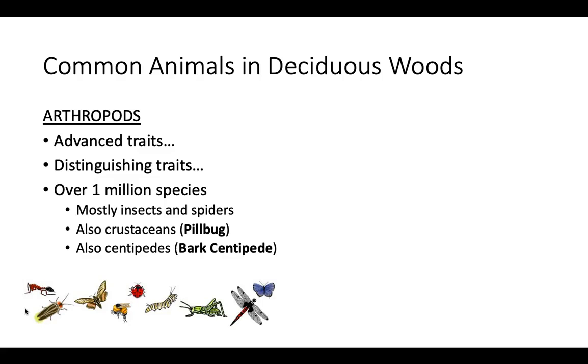So there's over 1 million species in this group, and that makes them the largest of all the groups we've studied. The vast majority of them are insects and spiders, and those are probably the ones you're more familiar with. But we're also going to be looking at crustaceans and centipedes in particular in this lab.